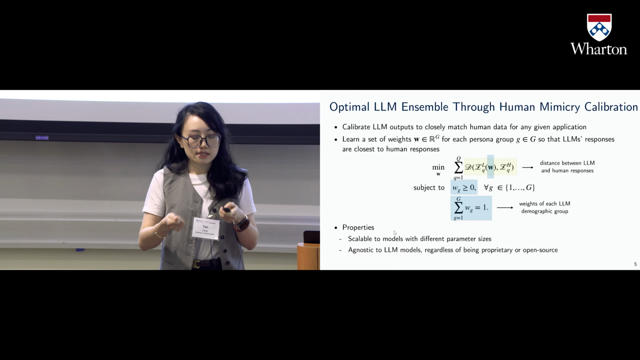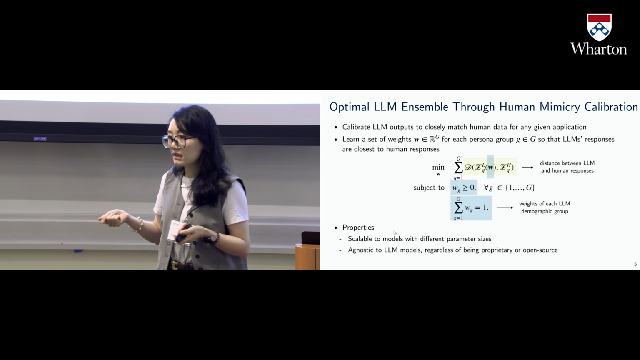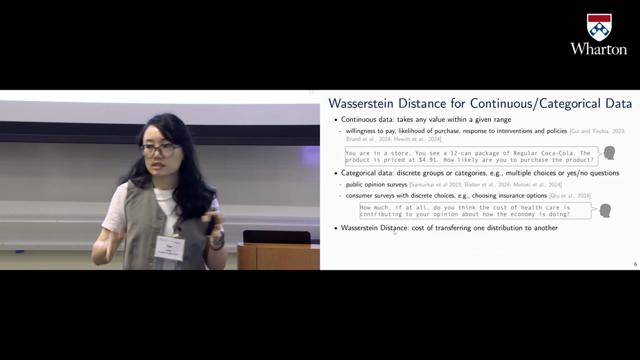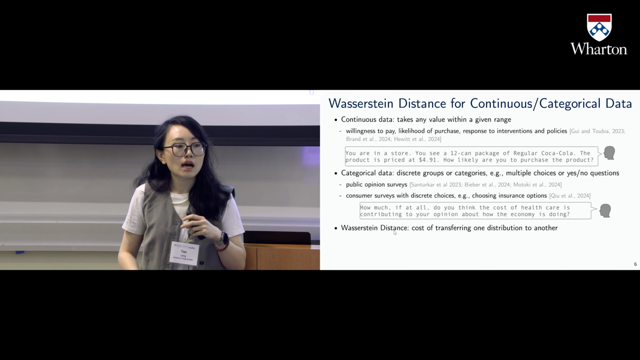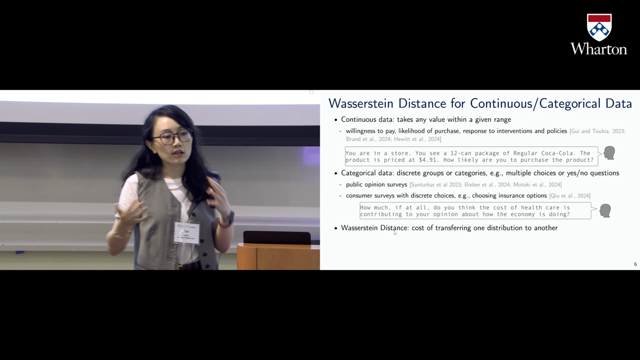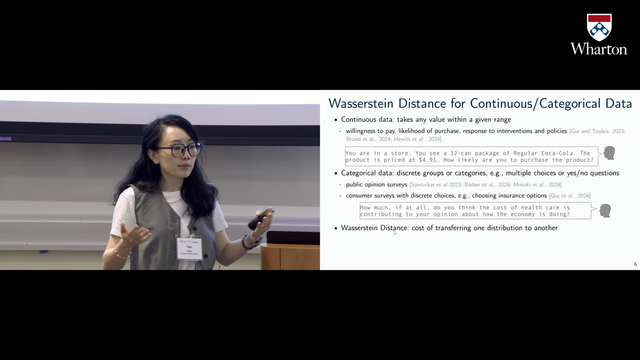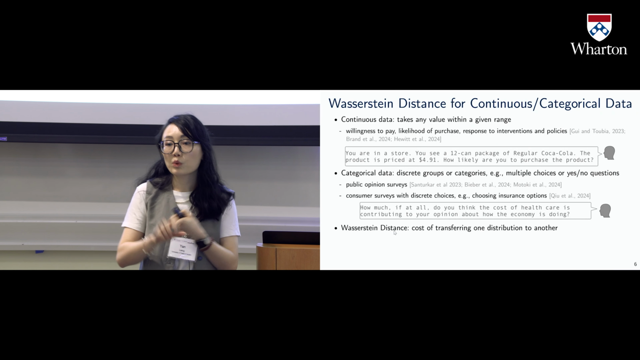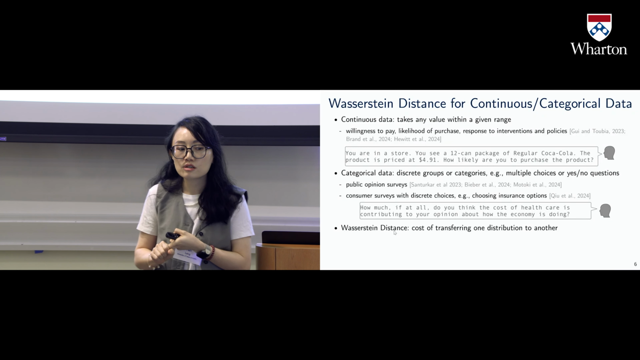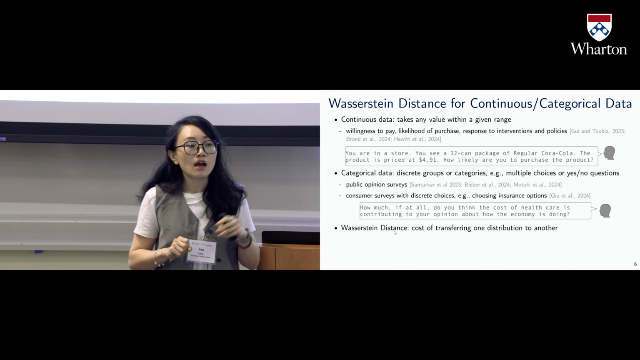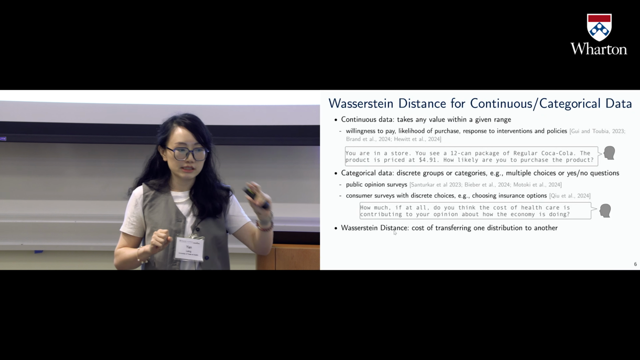And we determine the distance function based on the type of data that is collected on LLM and human. The first type of distance function is the Wasserstein distance, which can be used for continuous or categorical data. For continuous data, there have been some marketing papers that collect humans' willingness to pay, their likelihood of purchase, or response to different interventions.